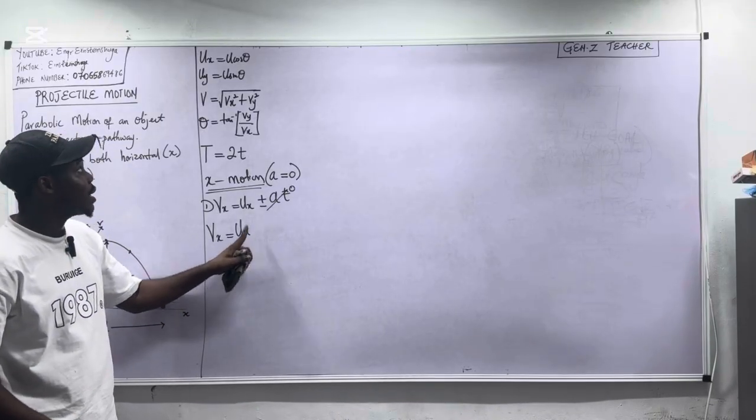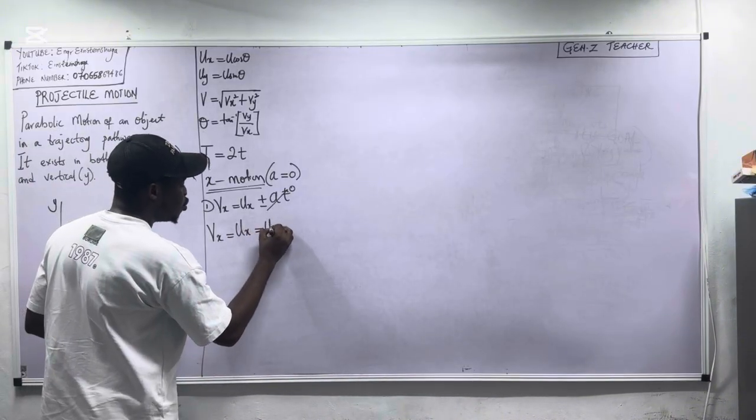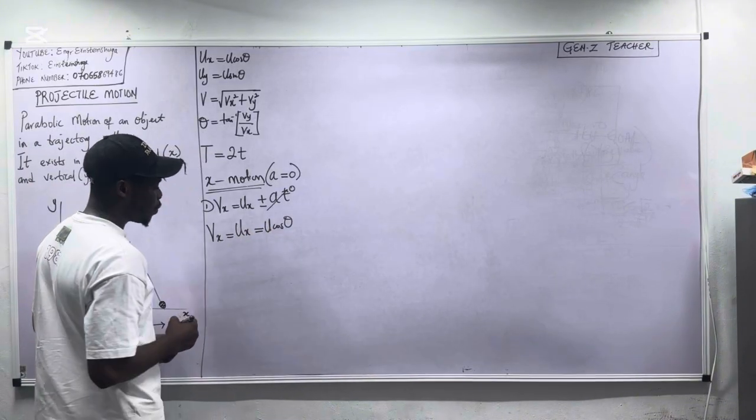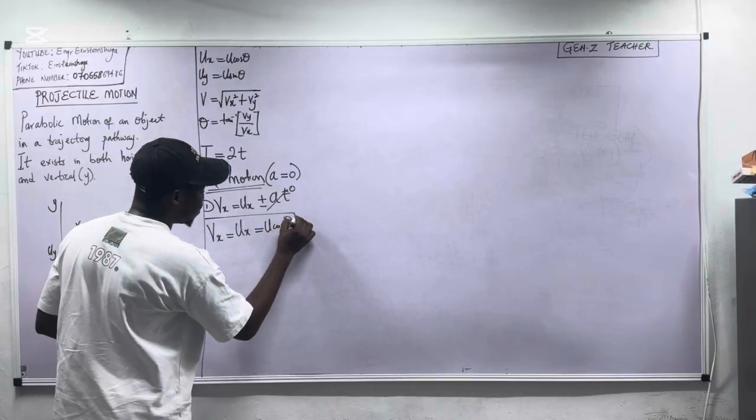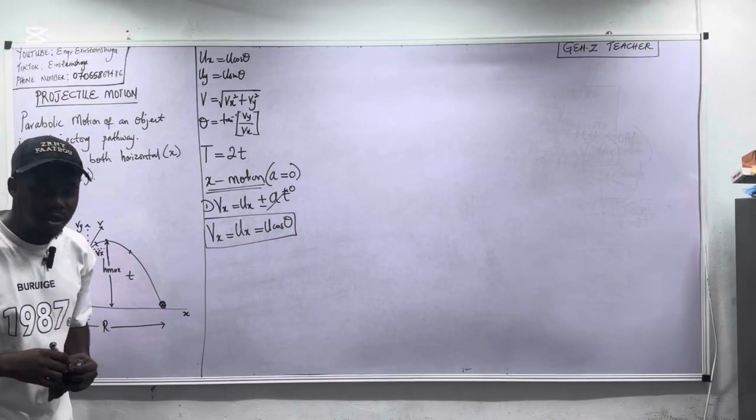Recall we said ux was u cos theta. We're going to put that here. So this becomes u cos theta. So this is the first equation you must note for the horizontal part of a projectile motion.